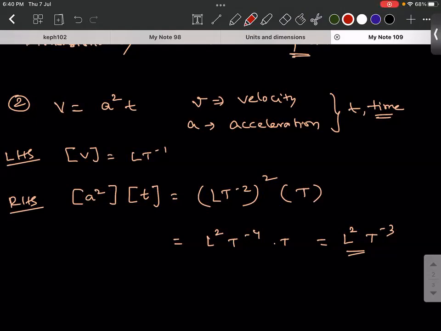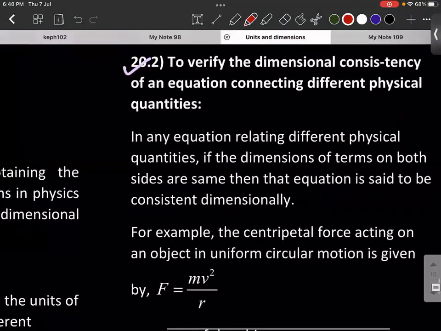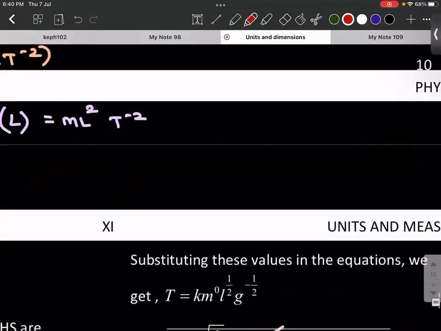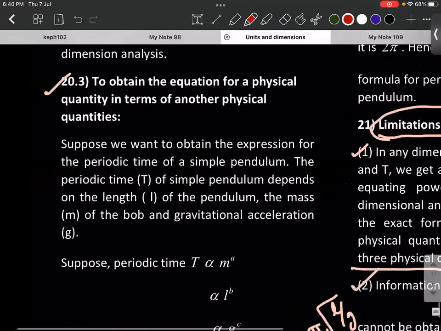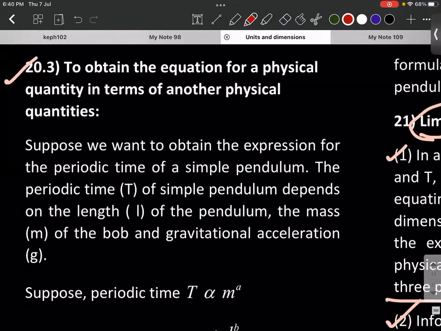Right. So shall we move to the third application? And the last application that we need to understand is, Hariharan, are you clear? Yes, sir. Okay. So the third application that we need to understand is to obtain the equation of a physical quantity in terms of another physical quantity. Write it down. To obtain the equation for a physical quantity in terms of other physical quantities.